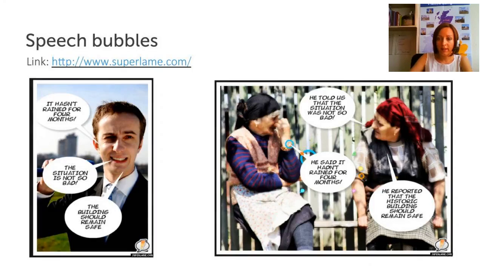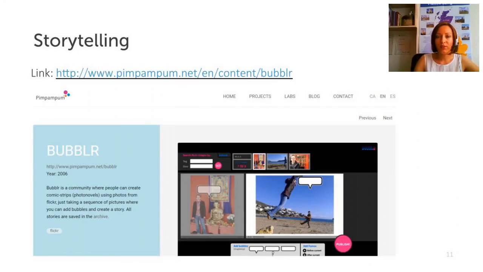And on the next slide, something like speech bubbles, but a bit different. Here we can make a string of pictures like a comic. The site used to be called Bubbler, but now it's called Pim Pam Pum. It really doesn't matter how it is called.